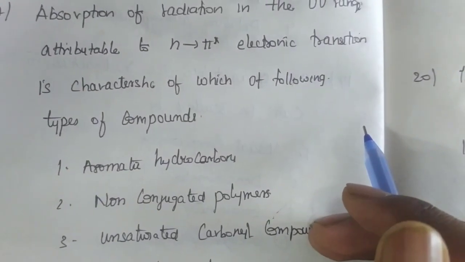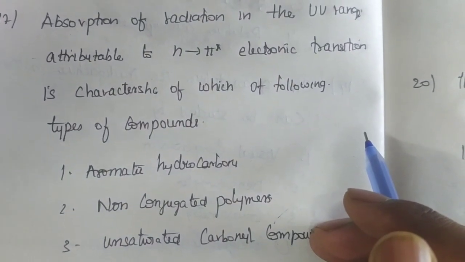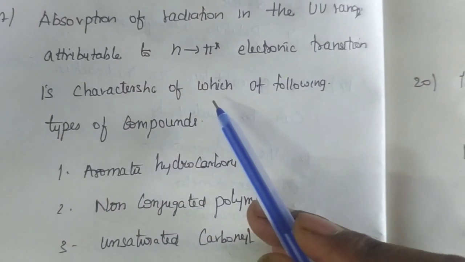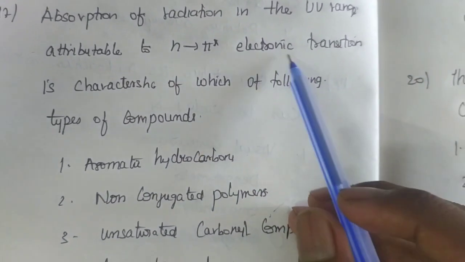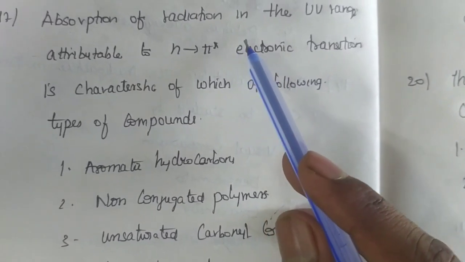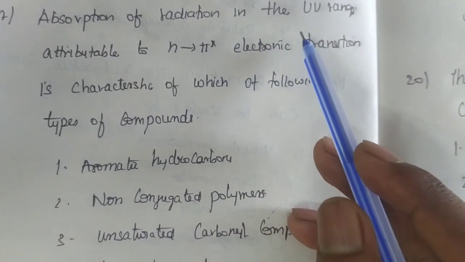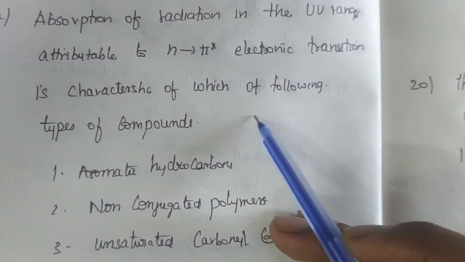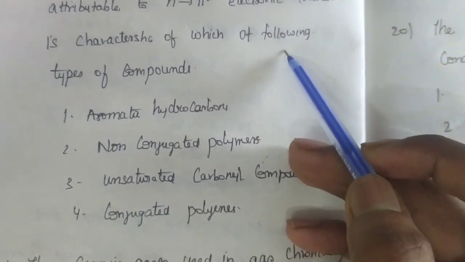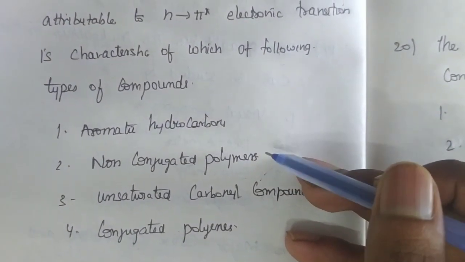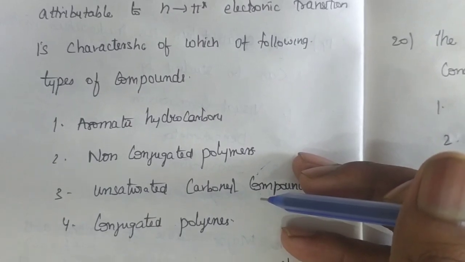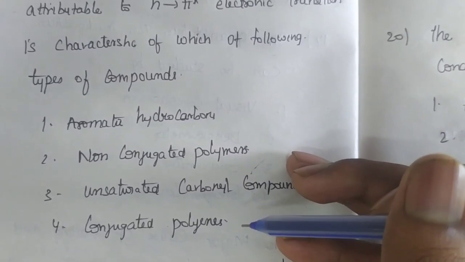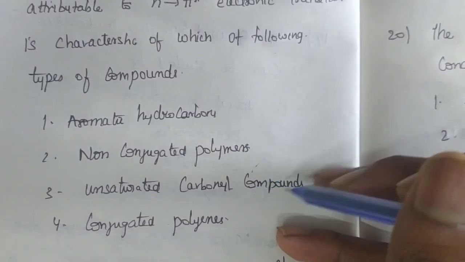Coming to next question. Absorption of radiation in the UV range attributable to n-pi star electronic transition is a characteristic of which of the following type of compounds? Options are aromatic compound, non-conjugated polymers, unsaturated carbonyl compounds, and conjugated polymers. The answer is unsaturated carbonyl compounds.